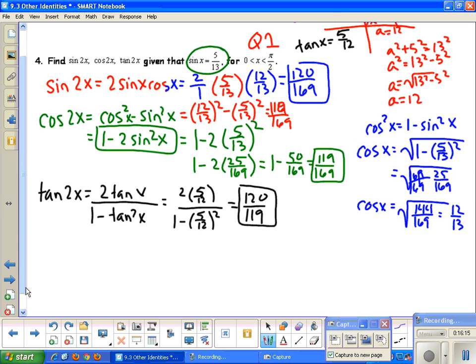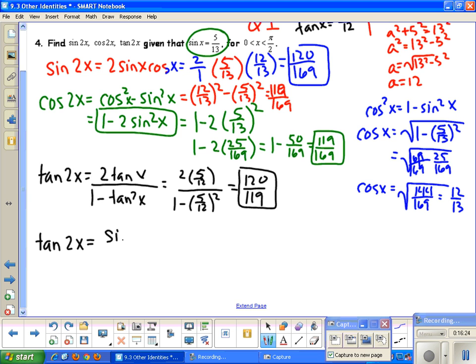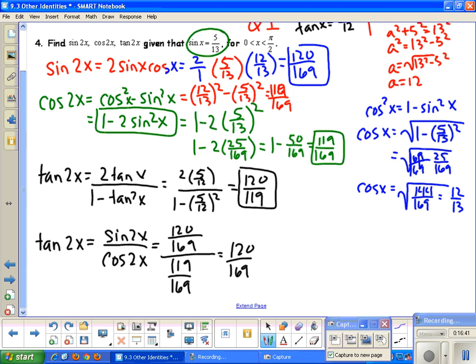Another way that I could do this problem, if I know sine and cosine double angles, is that the tangent double angle is equal to sine 2x over cosine 2x, and I could use that. So my sine answer was 120 over 169, and the cosine was 119 over 169. So if I multiply by the reciprocal, these would cancel out, and notice I'd be left with 120 over 119, which is what we got up here. So two different ways of finding the same answer. So let's go back.